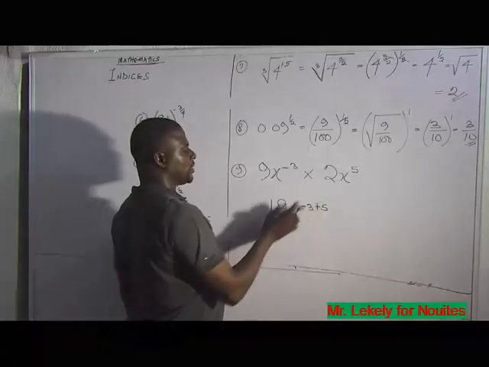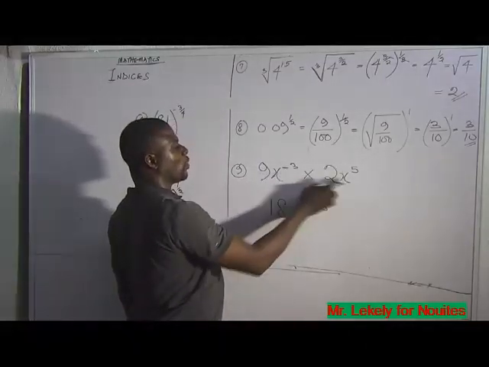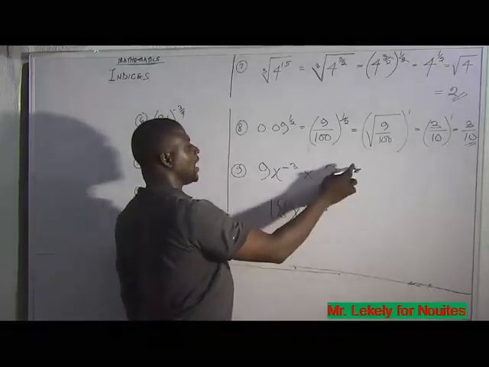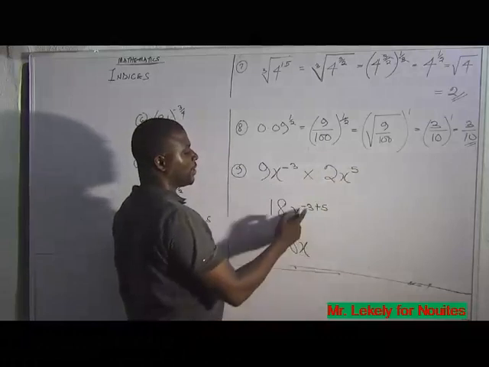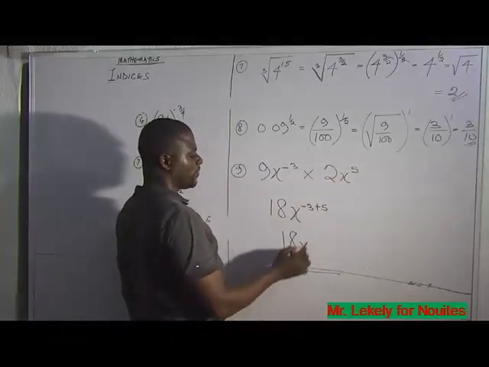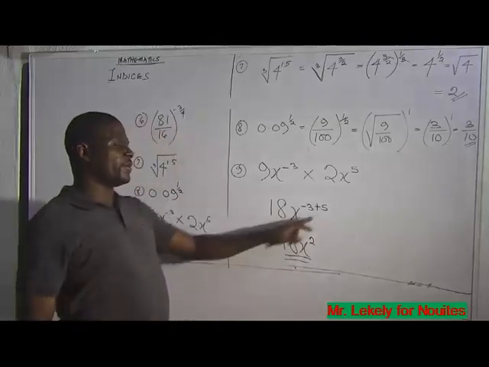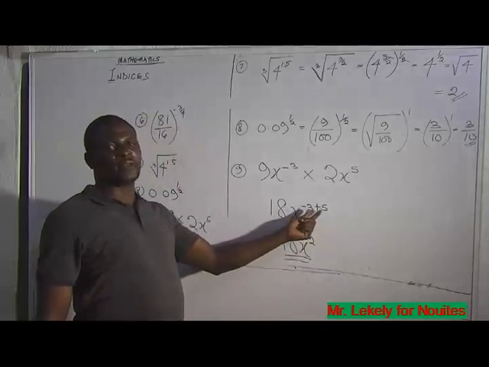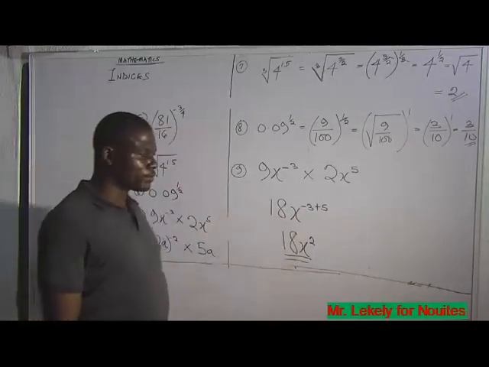9 times 2 is 18. Then x raised to power minus 3. You pick one of the x, one of the bases, law of indices, and then add the power. Now this one will give you x raised to power minus 3 plus 5, which is 2. Minus 3 plus 5 is 2. That is, you are owing 3 and you have 5. If you pay the 3, you will be left with 2.